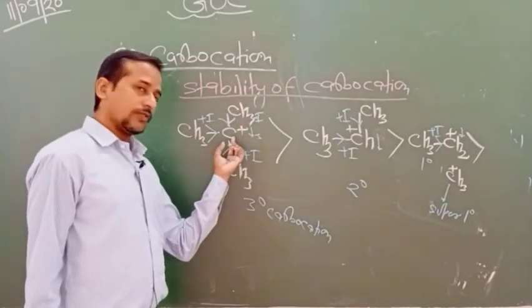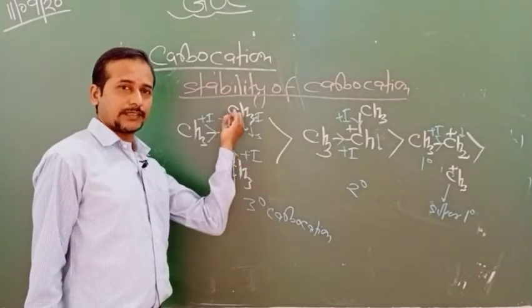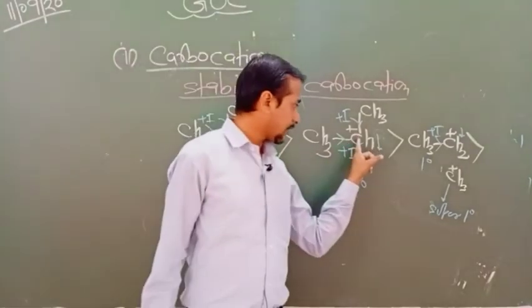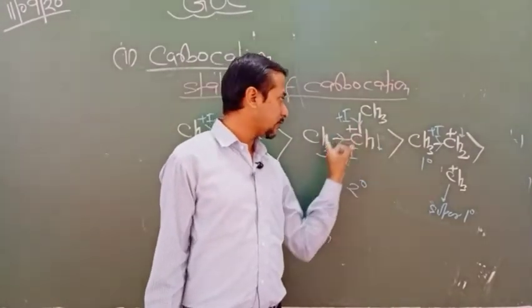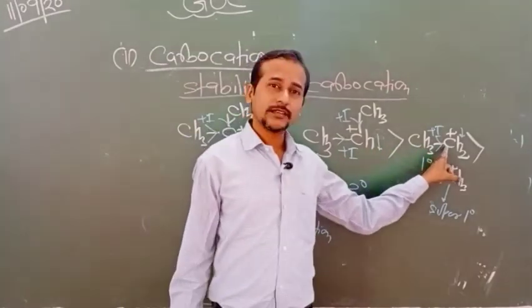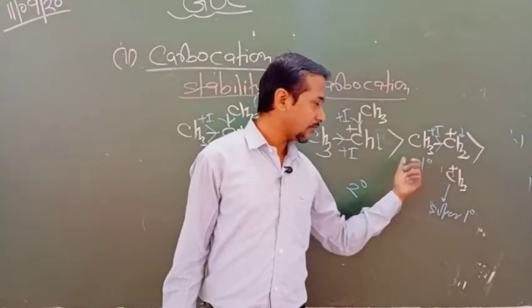Again, look here. The carbon having the positive charge is attached to 3 carbons. That's why this is known as a 3 degree carbocation. Here the carbon having the positive charge is attached to 2 carbons, so this is known as a 2 degree carbocation. Here the carbon containing the positive charge is attached to 1 carbon, so this is known as a 1 degree carbocation.